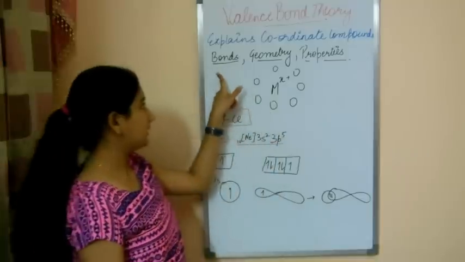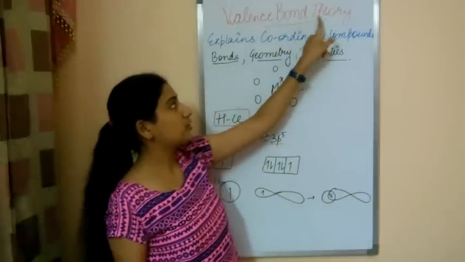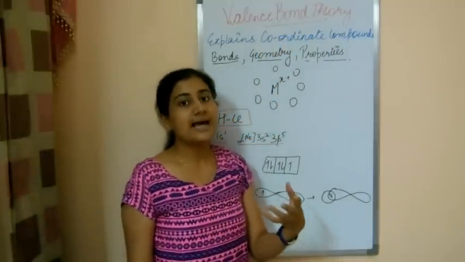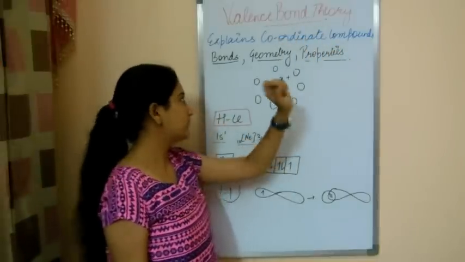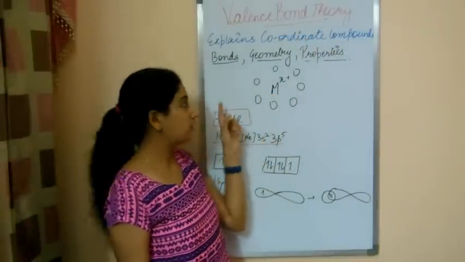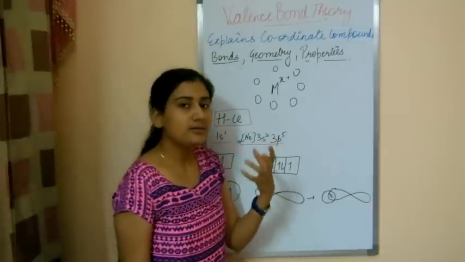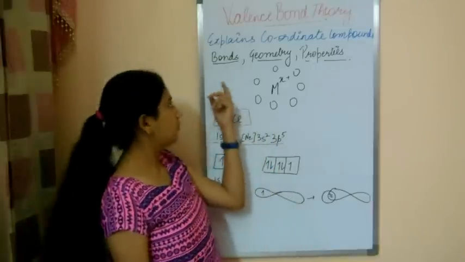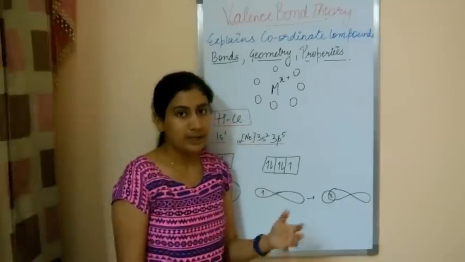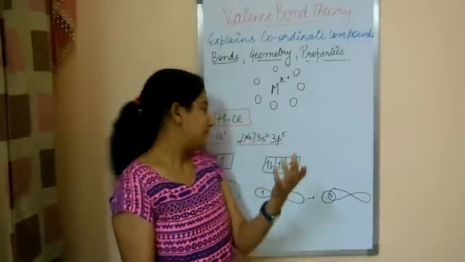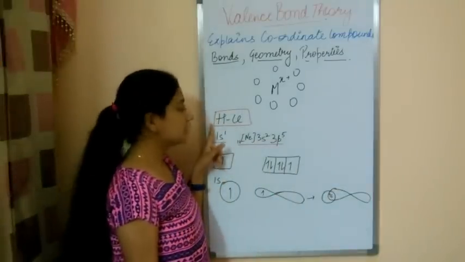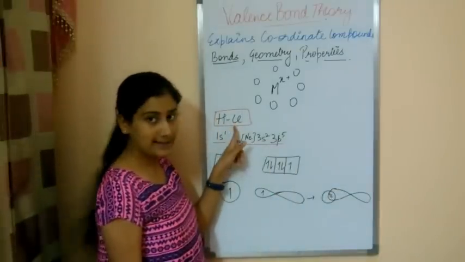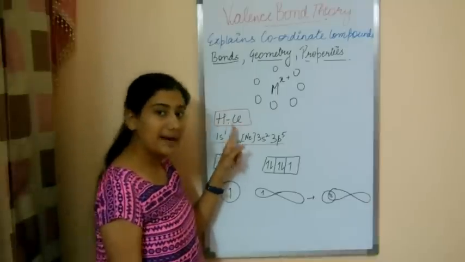Now, for bonding, the first concept, or we can say the first salient feature that valence bond theory tells us about the coordinate compounds, is whether the bond is going to be a simple bond, like the covalent bond we know. Taking an example of HCl: here is a hydrogen atom, this is a chlorine atom. These are going to combine.